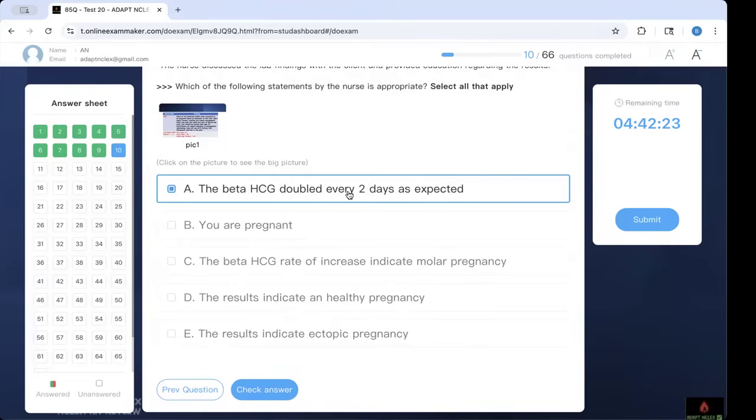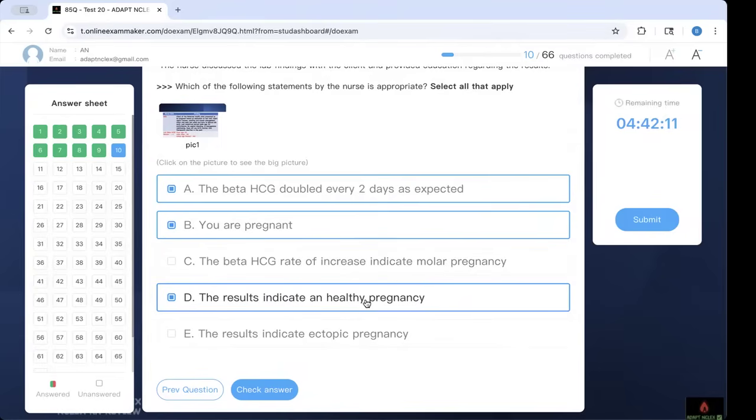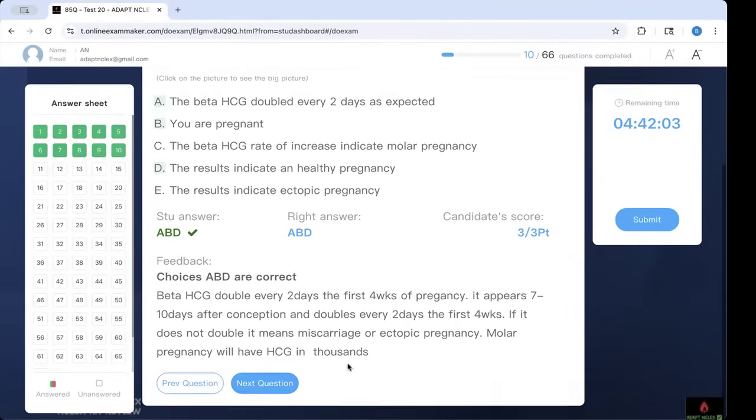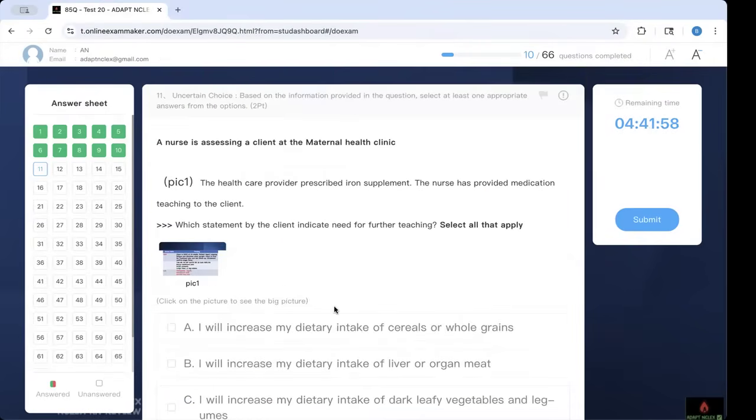They double every 2 days, expected, right? That indicates you're pregnant. The beta hCG rate increase indicates molar pregnancy? No, molar pregnancy will be in the thousands. The results indicate a healthy pregnancy because it doubles. It's supposed to double every 2 days, so that doesn't indicate an ectopic. It may go down. So that's the right answer. Master this concept about beta hCG.